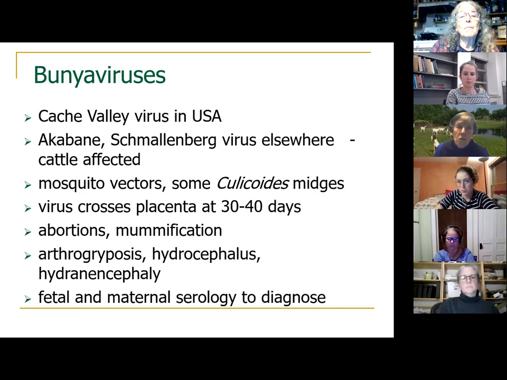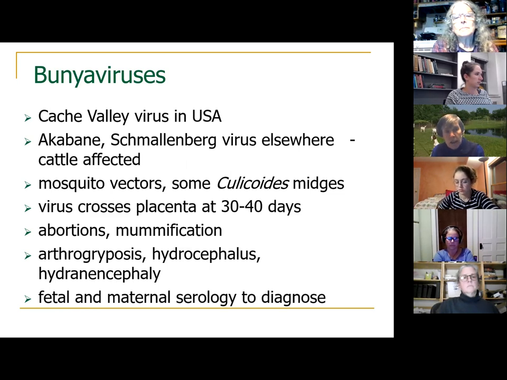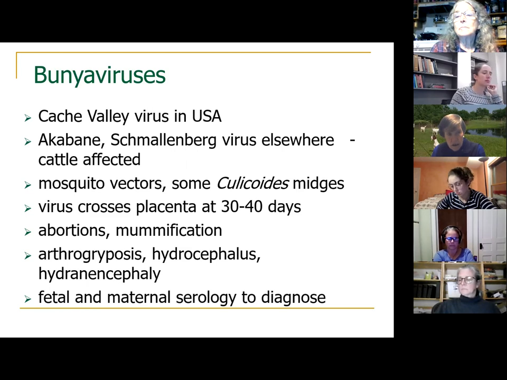So Cache Valley virus is one of a number of orthobunyaviruses, and there are two quite famous ones out there in the world literature. Akabane came first, well described in Australia and in Asia, and then much more recently, Schmallenberg virus was identified in Germany. And it was worked out that these were caused by bunyaviruses and that the viruses were spread by mosquitoes. There are some gnats or midges called culicoides that may play some part, but for all these viruses, mosquitoes get the major blame. The Akabane and Schmallenberg viruses affect cattle, and so cases show up in cattle. And as I said, we haven't really seen that in this country with Cache Valley virus.